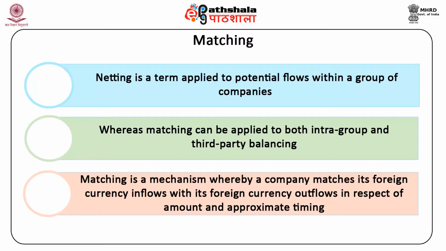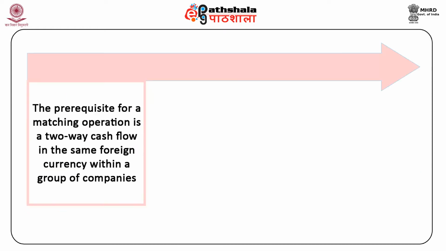Receipts in a particular currency are used to make payments in that currency, thereby reducing the need for a group of companies to go through the foreign exchange markets for the unmatched portion of foreign currency cash flows. The prerequisite for a matching operation is a two-way cash flow in the same foreign currency within a group of companies. This gives rise to a potential for natural matching.